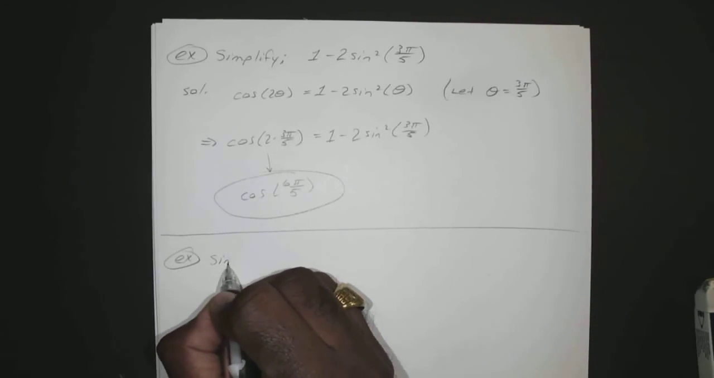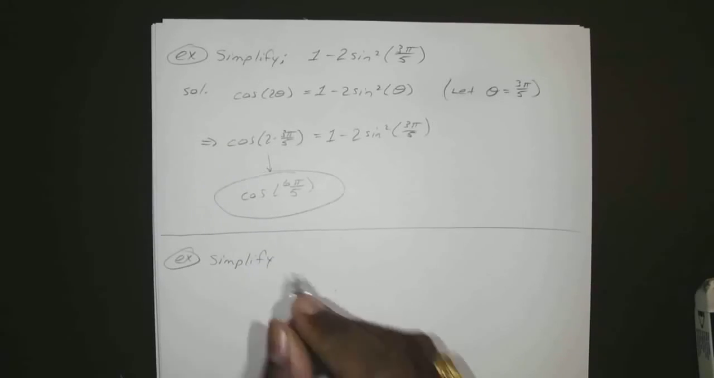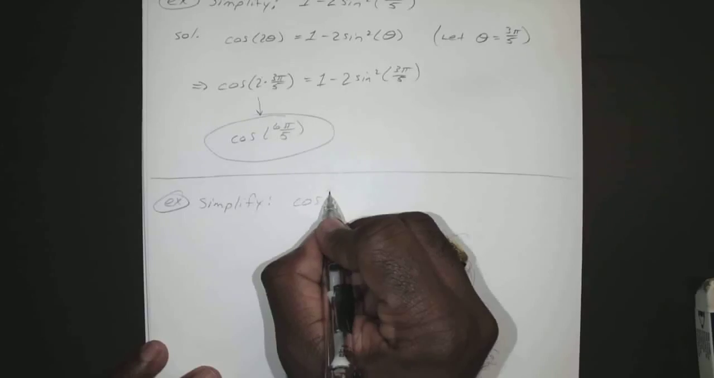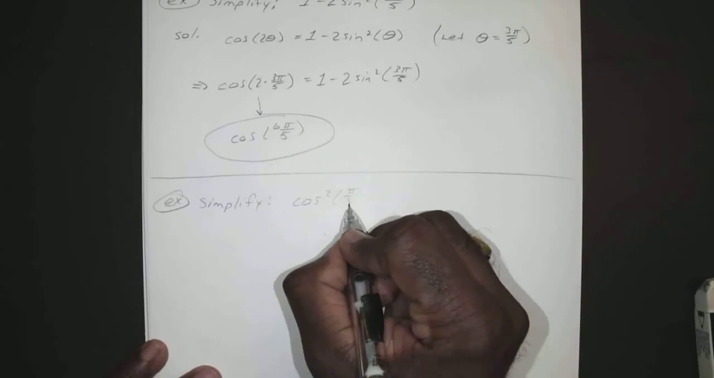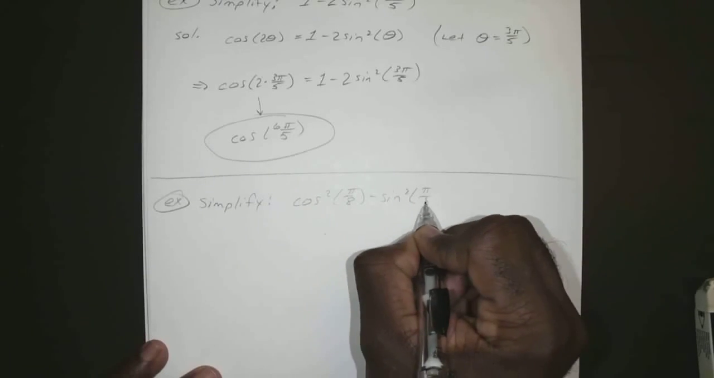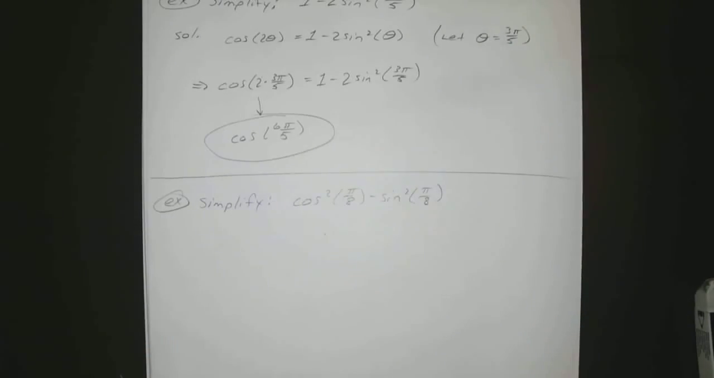Okay, so what if we wanted to simplify cosine squared of pi over 8 minus sine squared of pi over 8? And I'll go ahead and restart.